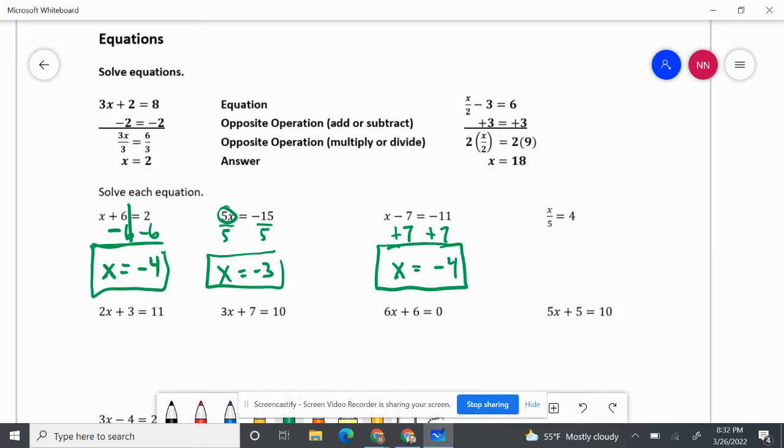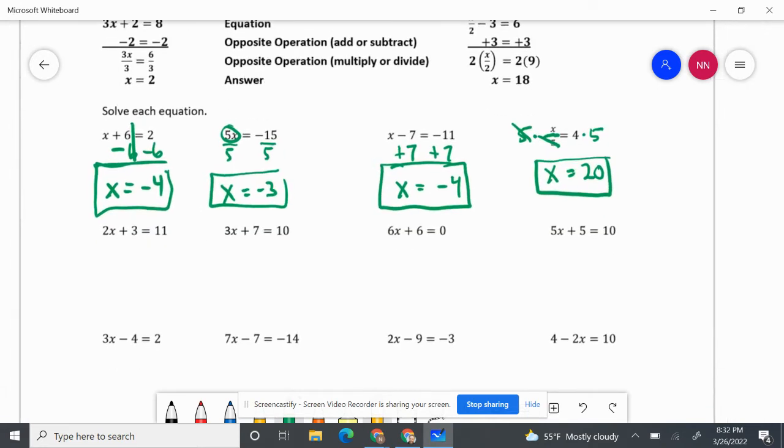And then for our last one-step equation, we see division. The opposite of division is multiplication. So we're going to multiply each side by 5. The 5's cancel, and we get x is equal to 20. Now what we're going to do is we're going to look at two-step equations.